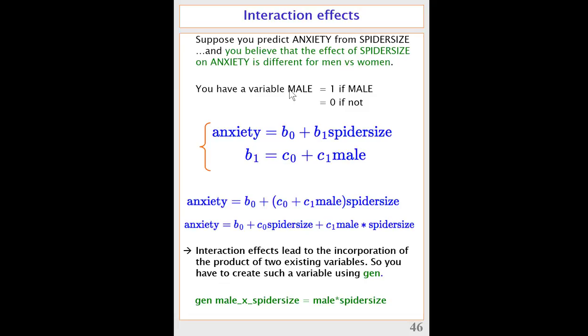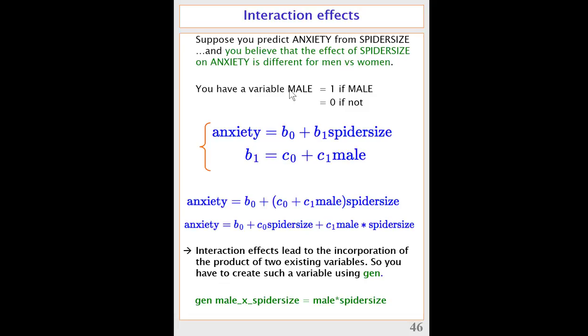The only thing to do, you have to do this by hand, like this. Create a new variable called, here I called it male times spider size because it's easy to interpret. Simply created by male times spider size. That's it. And this gives me another variable in my data.